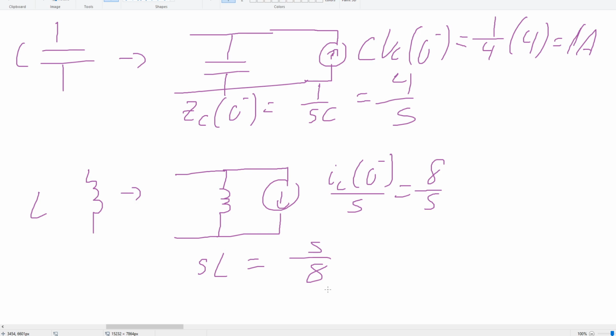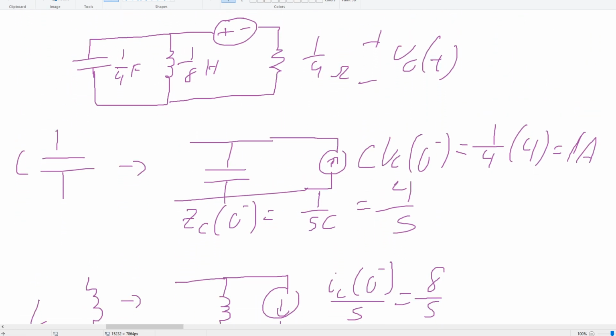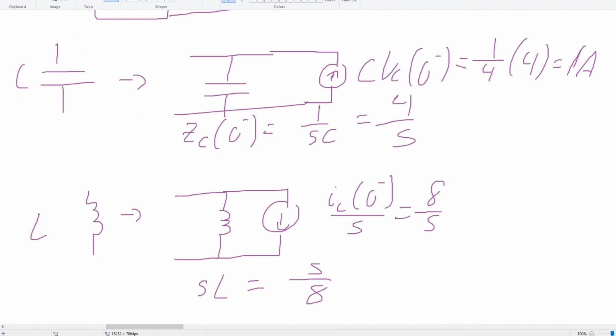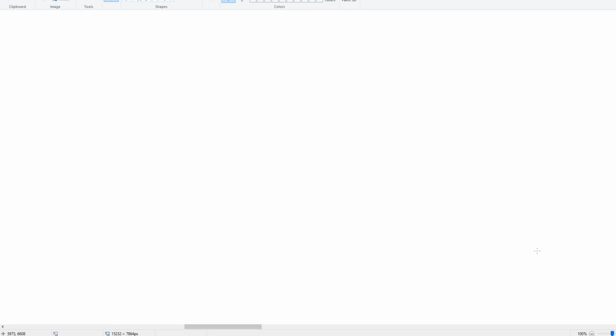Right. Okay. We have these two things. Now we have to actually rebuild the circuit over here. Just kind of have to combine these two. So we're going to go up here. Nope. Over here.